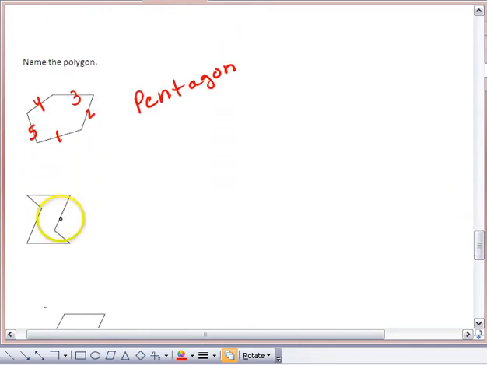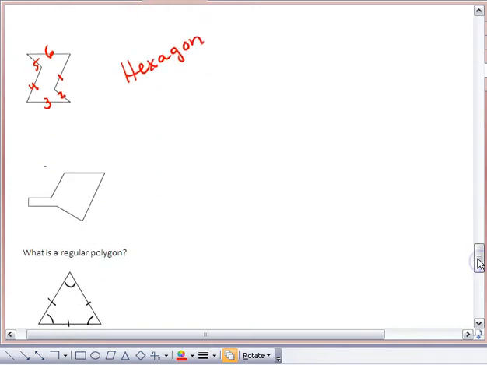This shape is made of line segments. It has 1, 2, 3, 4, 5, 6. So it would be a hexagon. This one has 1, 2, 3, 4, 5, 6, 7 sides. So we're going to call this a heptagon because it's a 7-sided shape.